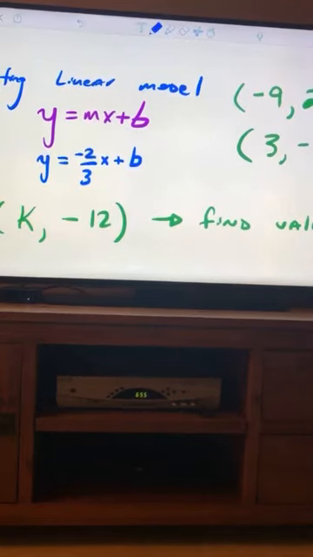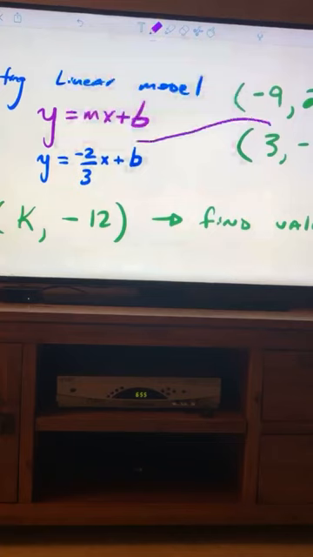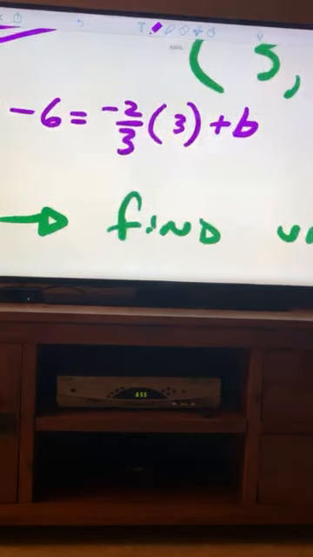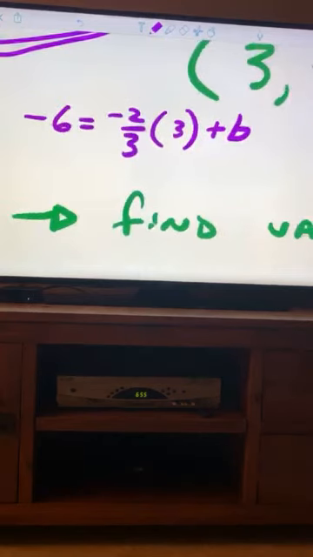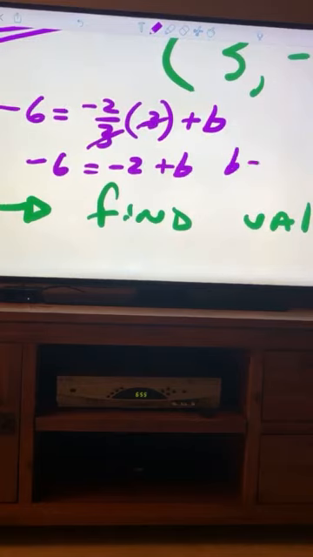So what do we do in this case? At this point, I should say, we use the points that were given to plug in. So I'm going to use the bottom one. It wouldn't matter if we chose the top one. I'm going to plug this in for x and this in for y. So we get negative 6 equals negative 2/3 times 3 plus b. Multiply here, we get negative 6 equals negative 2 plus b. Add the 2 to both sides, and you'll get b equals negative 4.